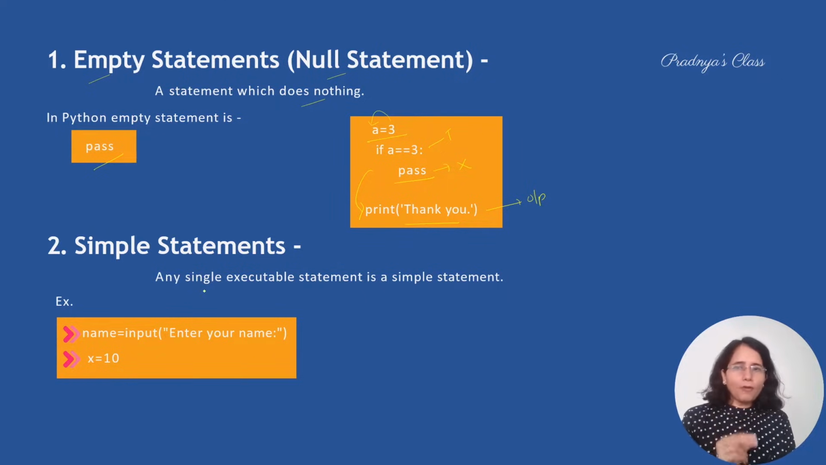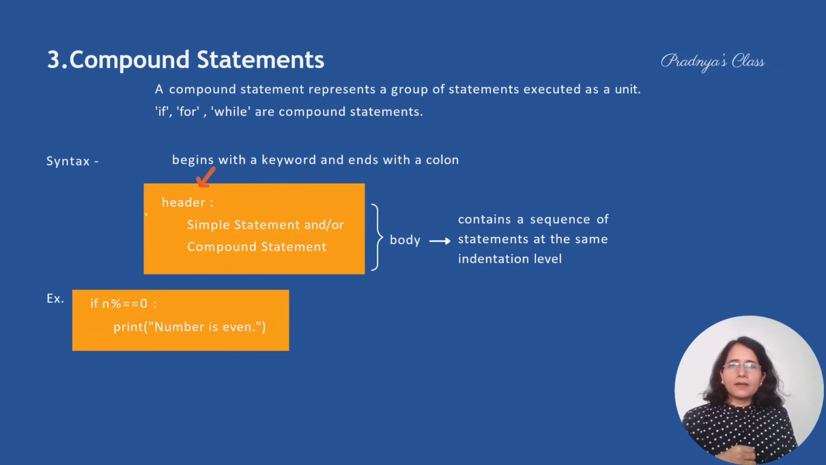The second type of statement is simple statements. Simple statements are the single executable statements in a program. There are a lot of simple statements we have studied till now. It can be an assignment statement, a print statement, or an input statement also. The third type of statement we have to discuss is compound statement. Compound statement means it is a block, or we can say a group of statements. In this chapter we are going to study compound statements like if, for and while. These are all compound statements.